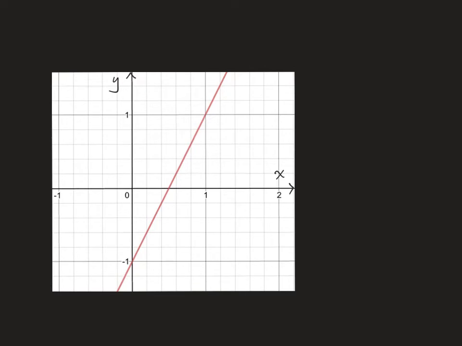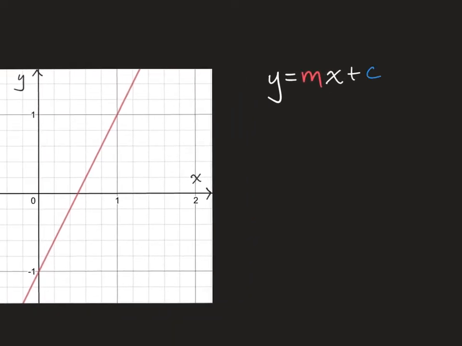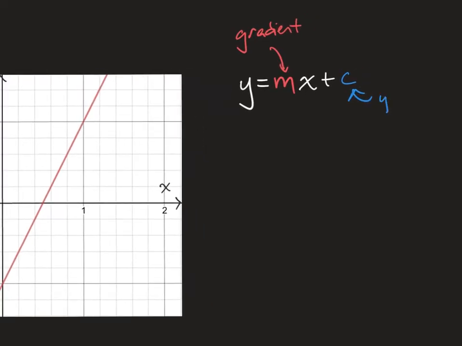So first let's start with what we know to be the equation of a straight line, and we know that it's going to follow this format: y equals mx plus c. We know that all equations of straight lines will definitely follow this, y equals mx plus c, where m is the gradient and c is what we call the y-intercept.